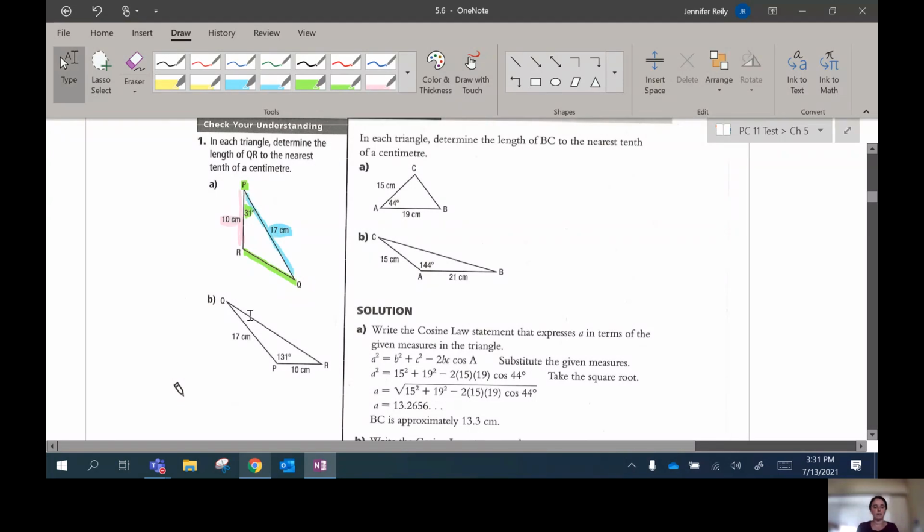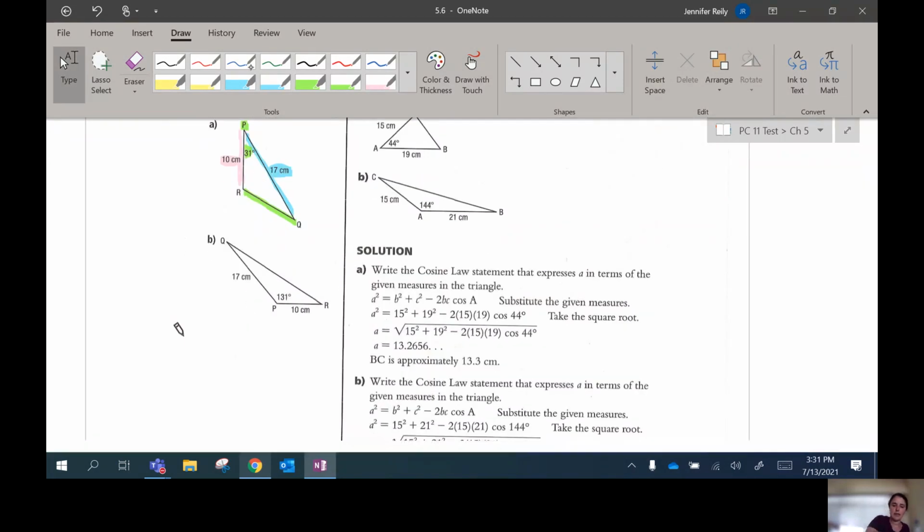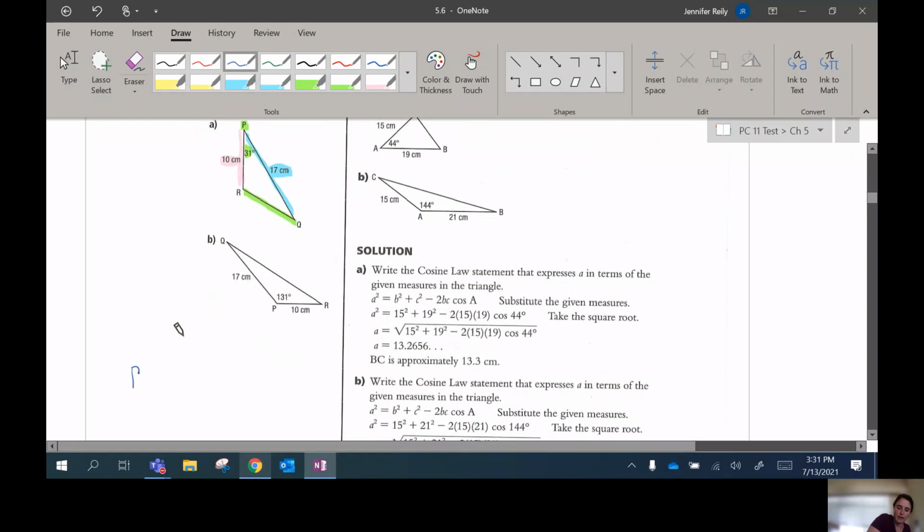So these are the numbers that I'm going to use. The cosine law says this: p squared, which is what I'm trying to find. I'm going to use the other two sides: 10 squared plus 17 squared minus 2 times 10 times 17 times cos of the angle across from p, so cos of 31.